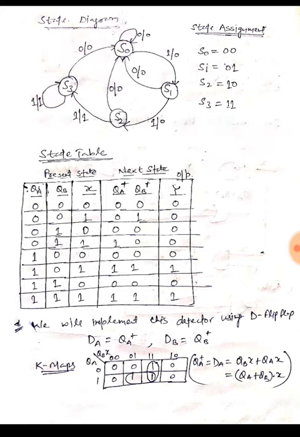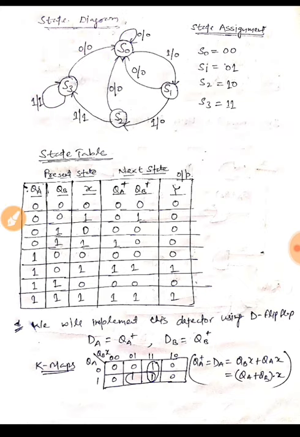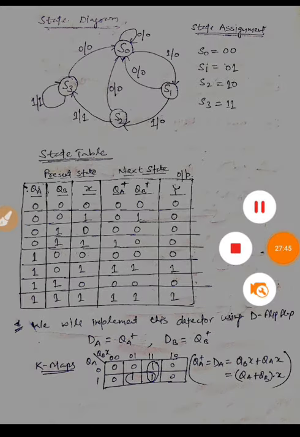So this is how our system will work. It will be in one of the 4 states at a particular time. Now let's design the state table for it.